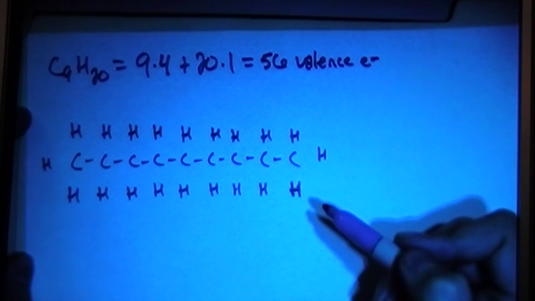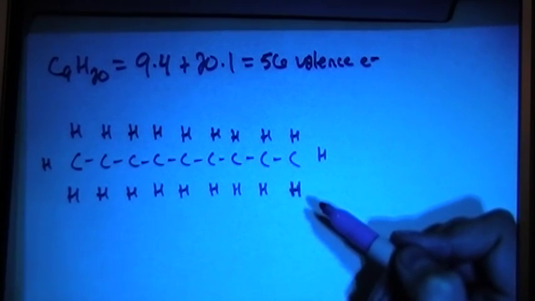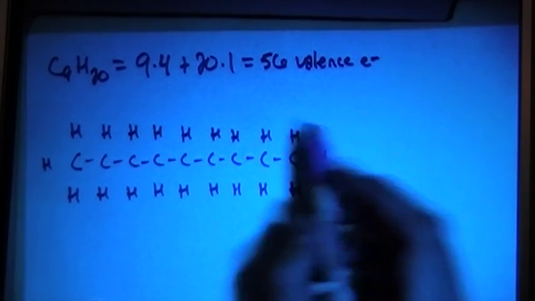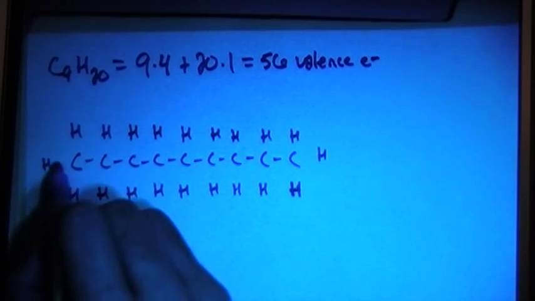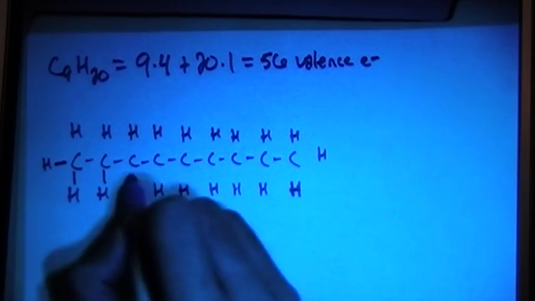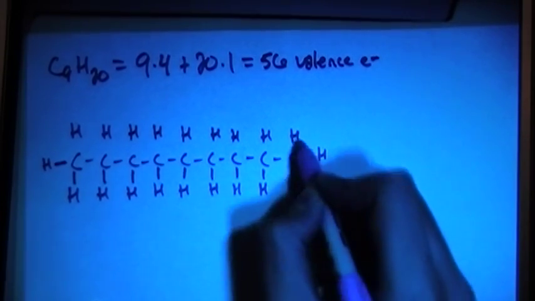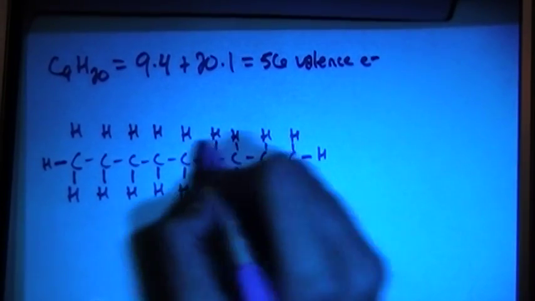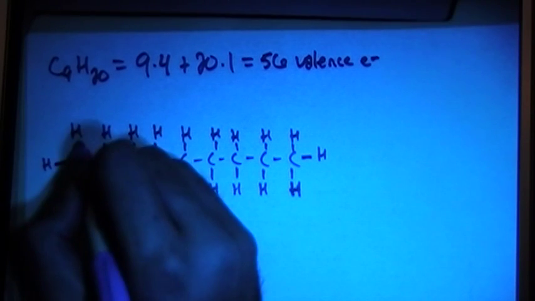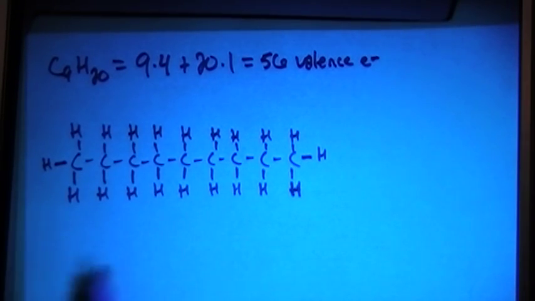Now each H can only have a single bond because they can only hold 2 electrons each. So we can go ahead and connect them all to the carbons with a single bond to their nearest carbon atom in this structure. Alright, so now this should be the right structure.